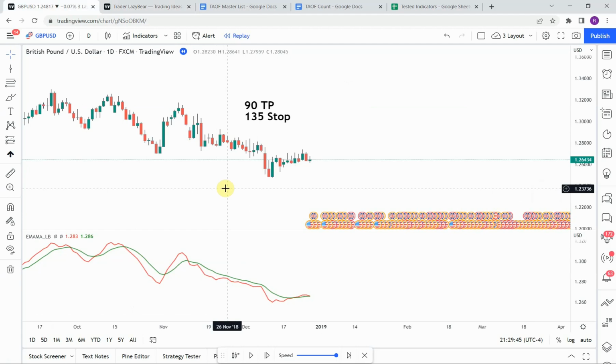Today we will be testing Ehlers MESA Adaptive Moving Average.